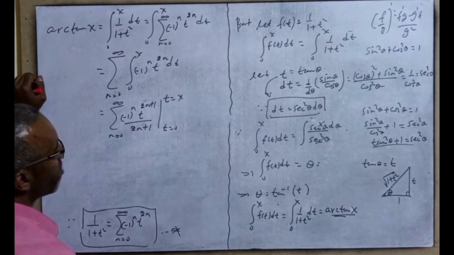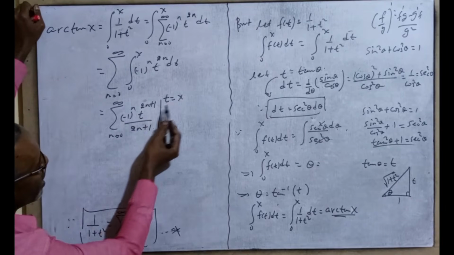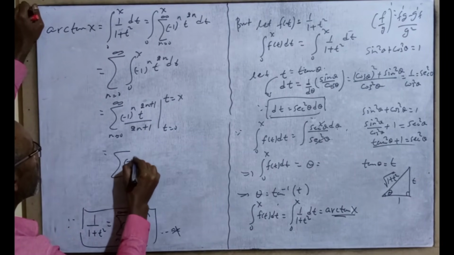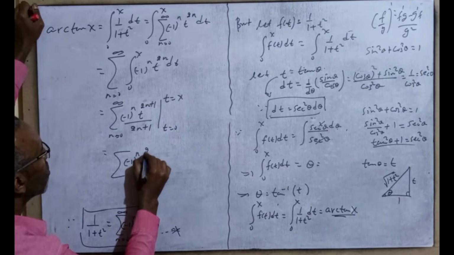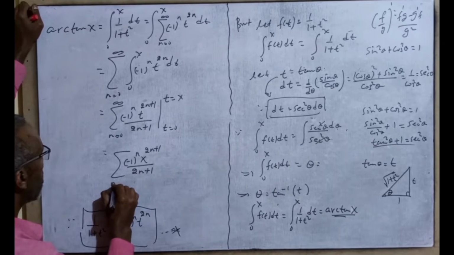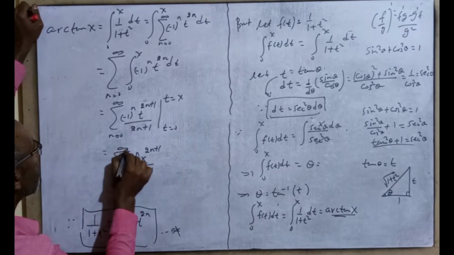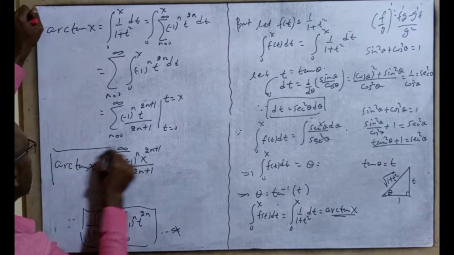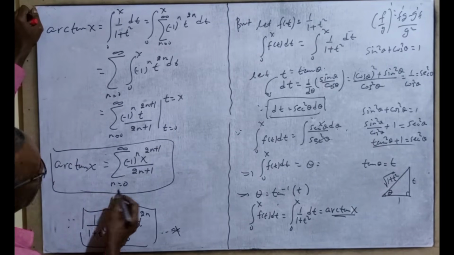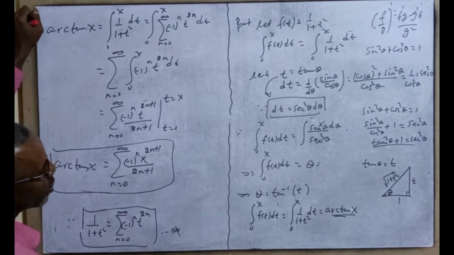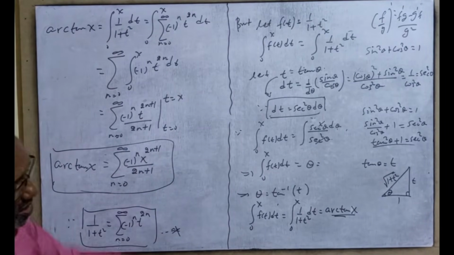Here t runs from 0 to x, the limits of our integration, so substituting x in place of t we get the sum of -1 raised to n x raised to 2n plus 1 over 2n plus 1, where n runs from 0 to infinity. This equals arctan of x. So arctan of x has power series representation -1 raised to n x raised to 2n plus 1 divided by 2n plus 1.